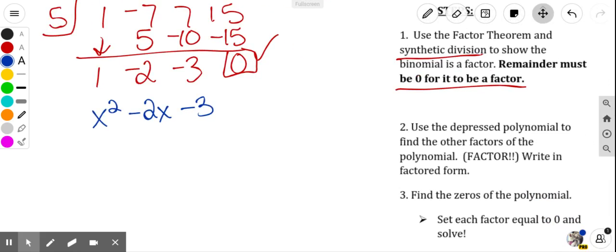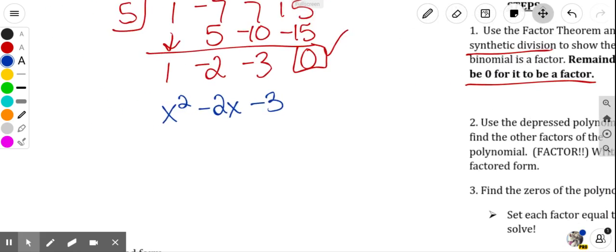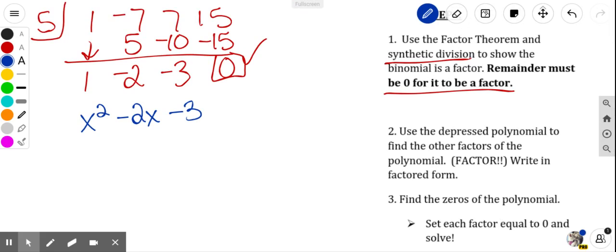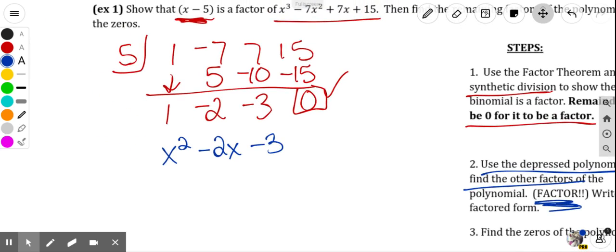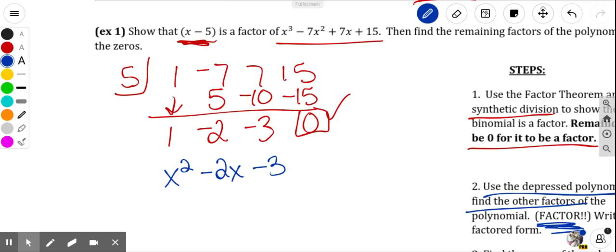So step 2, after we do synthetic division, says use the depressed polynomial to find the other factors. We're factoring. So we're going to factor this polynomial now. This is a trinomial where a is 1.